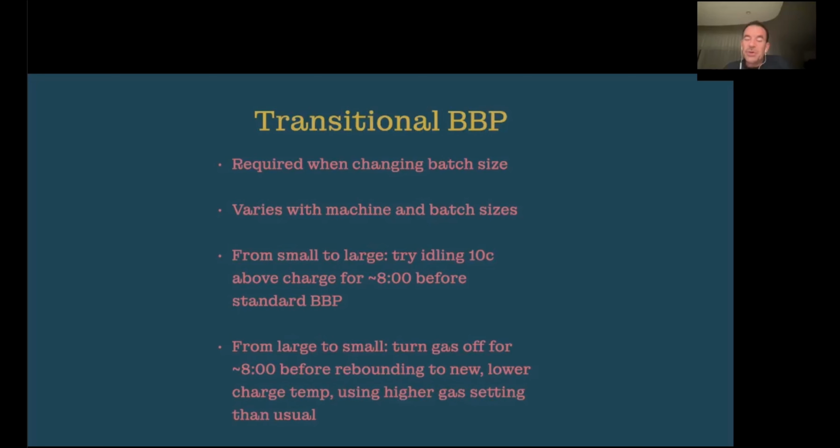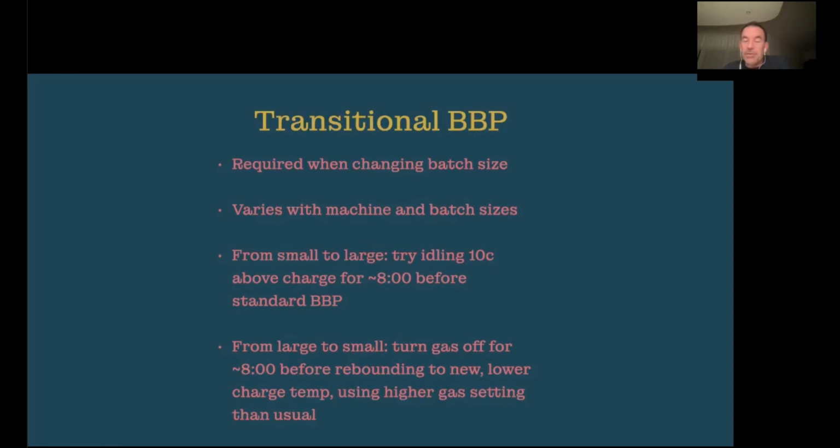So during 10 kilo batches, the machine stays a lot hotter than it does during 5 kilo batches. So to make the first 10 kilo batch run according to plan, you need to idle the empty machine a bit hotter than your charge or end temperature for quite a while before going into your BBP for your first 10 kilo batch. So I would recommend starting by idling about 10 degrees Celsius or 20 Fahrenheit above your average of your charge and end temperatures for about 8 minutes. Then do your 10 kilo BBP, then charge your first 10 kilo batch.